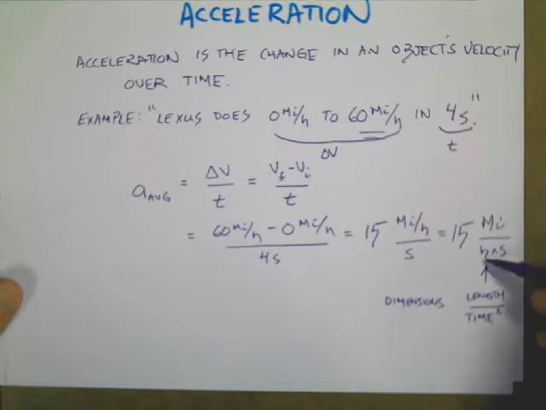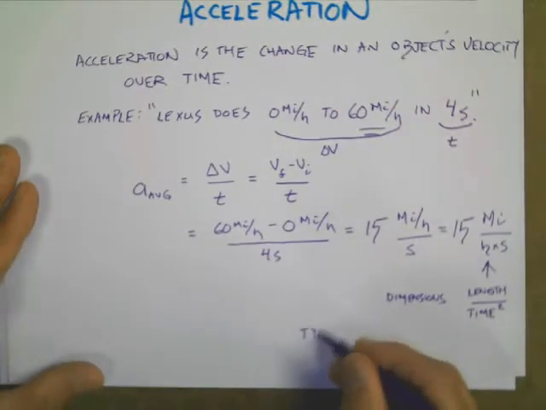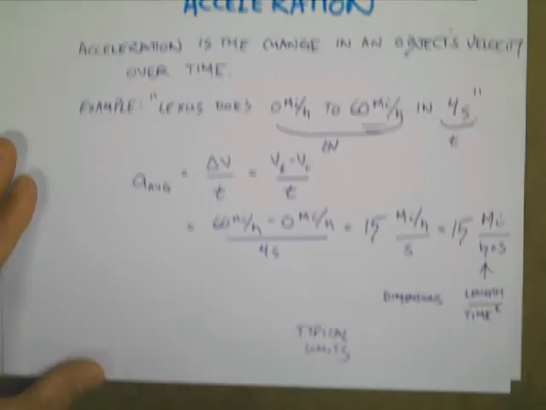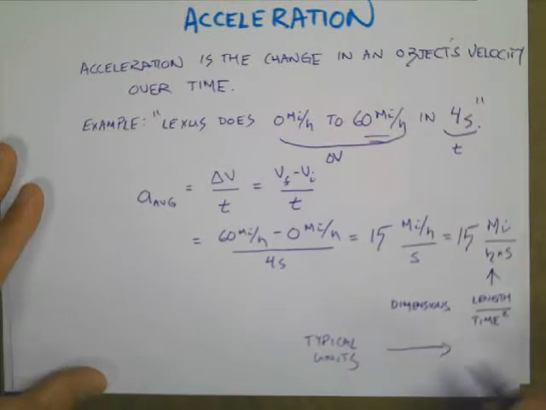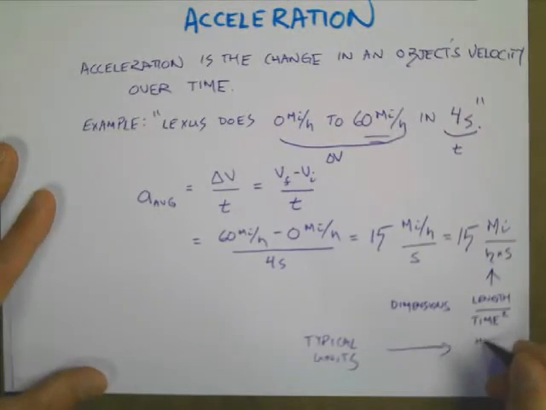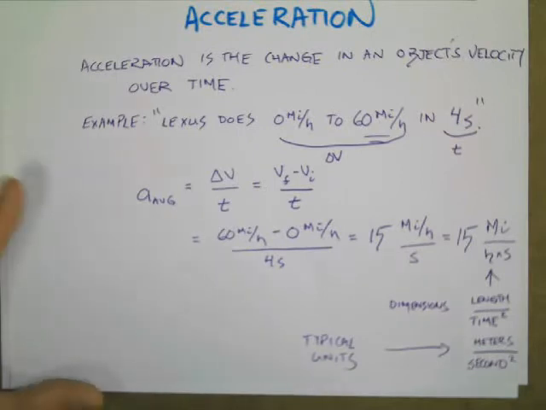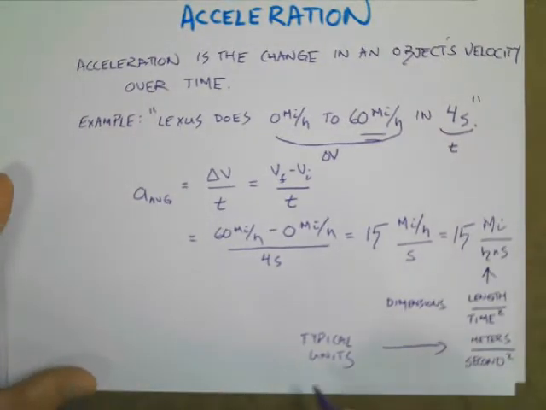Now, we're not going to usually use miles, and we don't like to typically use different units for time. So more typical units in this physics class are going to be the metric units that we like, meters, and then we'll put both the time units in seconds, and so it'll be meters per second squared. Those are going to be our typical units that we use in class.